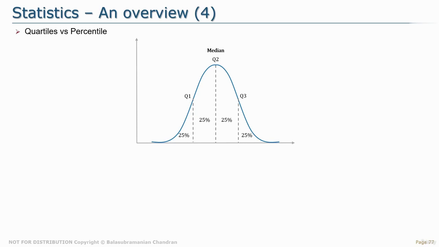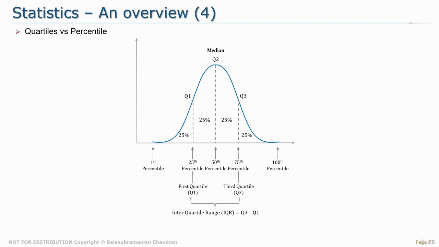Let's see what percentiles are. The first 1% of the data is called the first percentile. The first 2% of the data is called the second percentile. The first 3% of the data is called the third percentile, and so on. The first 25% of the data is called the 25th percentile. The first 50% of the data is called the 50th percentile. The first 75% of the data is called the 75th percentile. The 100% of the data is called the 100th percentile. The difference between the third quartile and the first quartile is called the interquartile range, IQR.